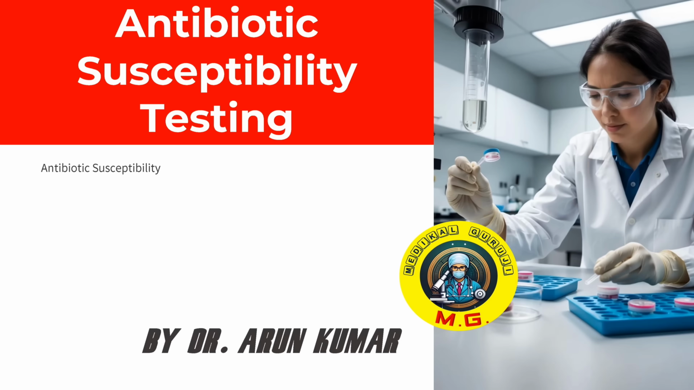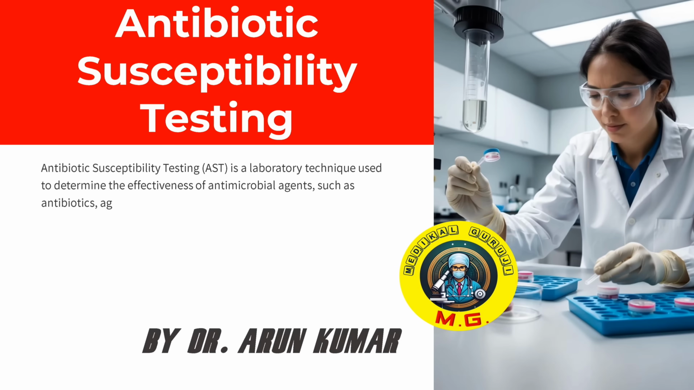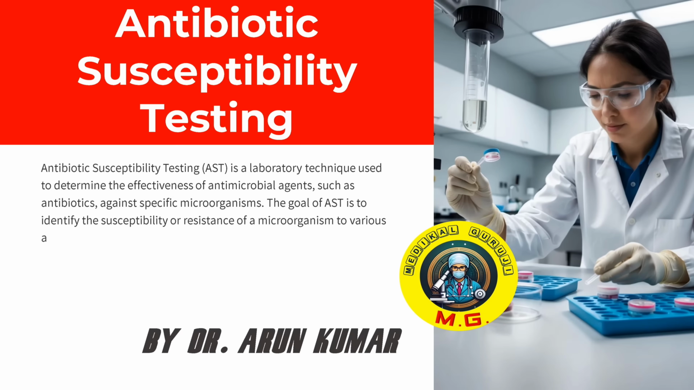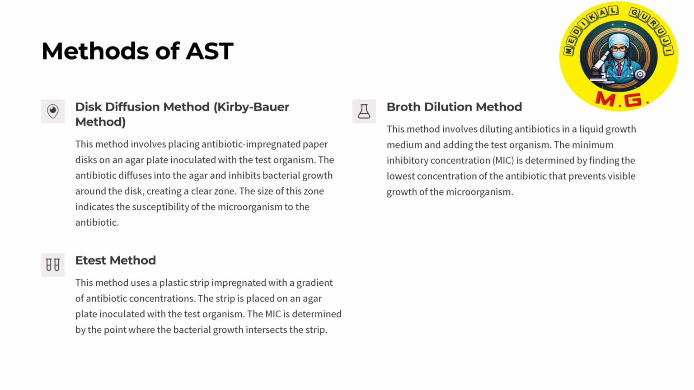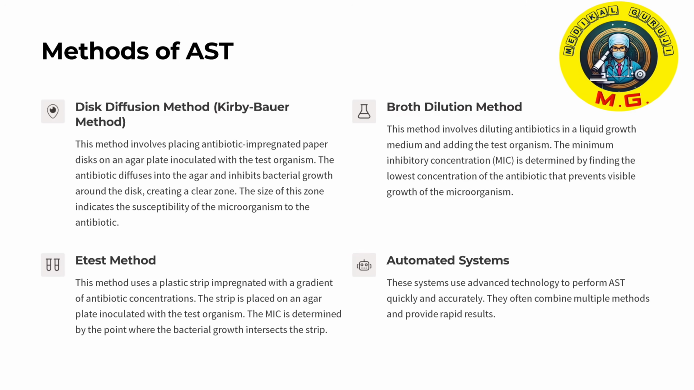testing. So antibiotic susceptibility testing is a laboratory technique used to determine the effectiveness of antimicrobial agents such as antibiotics against specific microorganisms. The goal of AST is to identify the susceptibility or the resistance of a microorganism to various antimicrobial drugs. This information is very important for guiding clinicians in selecting appropriate antimicrobial therapy for treating bacterial or fungal infections. So we will now discuss the methods of antimicrobial susceptibility testing.